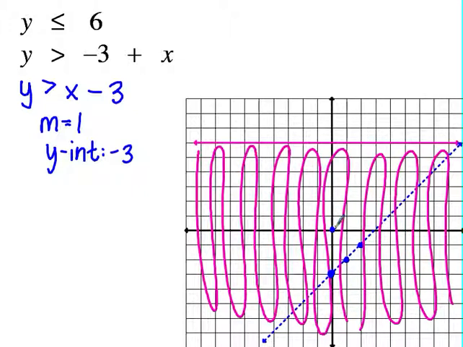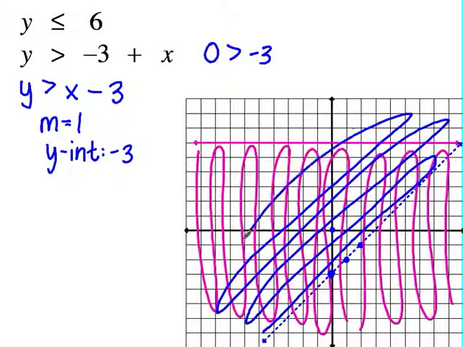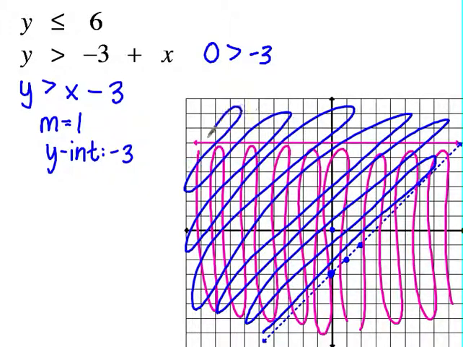I'm going to plug in 0 for x and 0 for y. So I get 0 is greater than what? -3. Is that true? Is 0 bigger than -3? Yeah. So I'm going to shade on the side with that dot. My solution is where there's both blue and pink. It kind of looks like a triangular region, bordered by this line here and this line here.